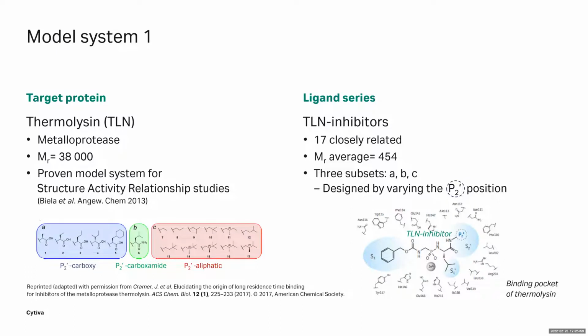In this particular model system, we're using thermolysin as our ligand on the chip surface, and we are targeting 17 thermolysin inhibitors. They're closely related, with a molecular weight around 450 compared to thermolysin's molecular weight of 38,000. All of these inhibitors are known to bind, but they're all being modified at this P2 position with a variety of side chains to see if you can affect, improve, or modify binding behavior.